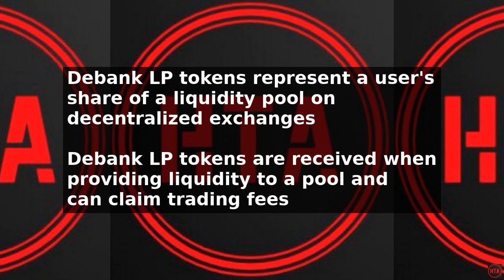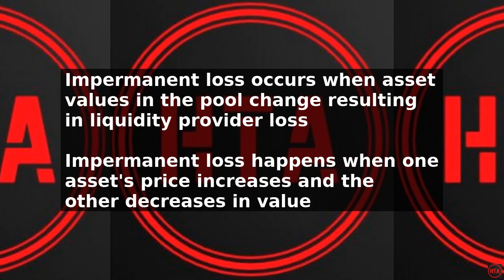One common issue with Debank LP tokens is impermanent loss. Impermanent loss occurs when the value of the assets in the liquidity pool changes, resulting in a loss for the liquidity provider. For example, if you provide equal amounts of two assets to a liquidity pool and the price of one asset increases, while the other decreases, you may end up with a smaller amount of the more valuable asset than you would have if you had simply held the assets in your wallet.